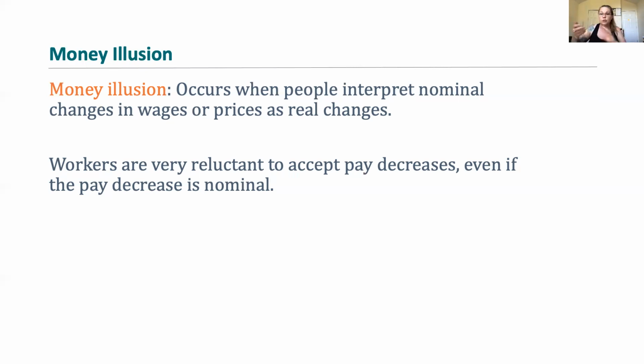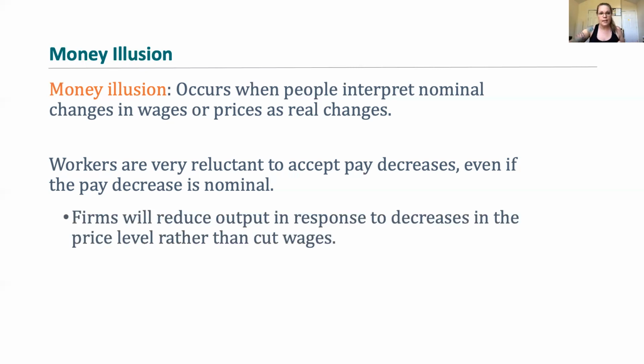Let's think about the opposite too. Let's say price levels fall, but workers tend to not be willing to accept nominal wage cuts. So the firm is going to see they're still paying their workers the same amount, but price levels have gone down. So they're making less money in terms of revenue with no change in their costs. So they're going to be forced to reduce overall output because profitability has gone down. So this would create a shift to the left of aggregate supply.